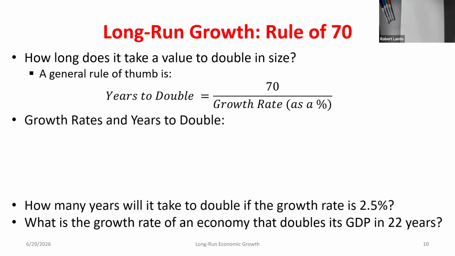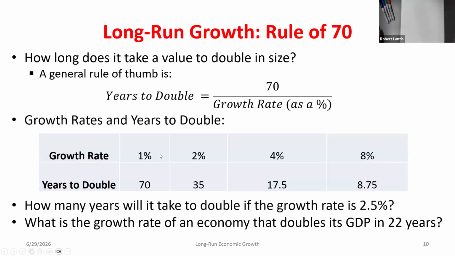So if I have different growth rates, 70 divided by 1, it would take 70 years for that to double. 70 over 2, the number of years to double will be 35, et cetera. So I can start to answer questions like, how many years would it take for my real GDP to double if the growth rate is 2.5%? And what must the growth rate be if it takes 22 years for my GDP to double?